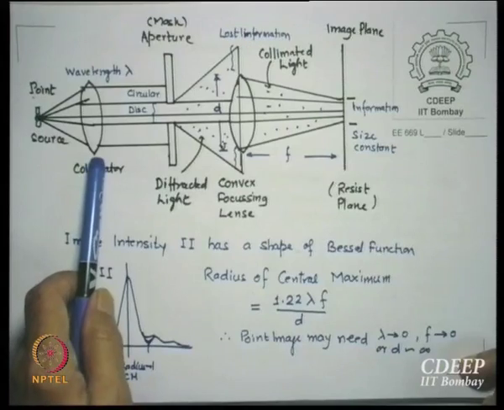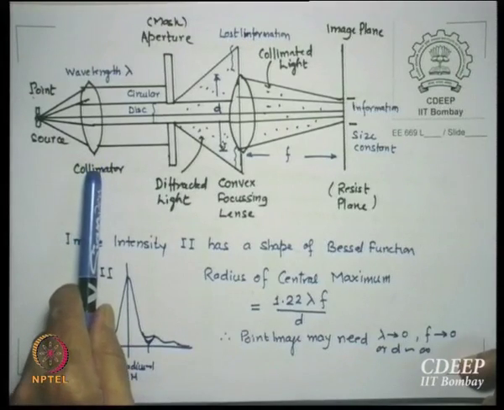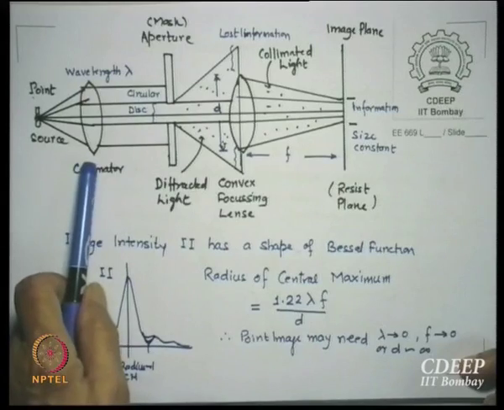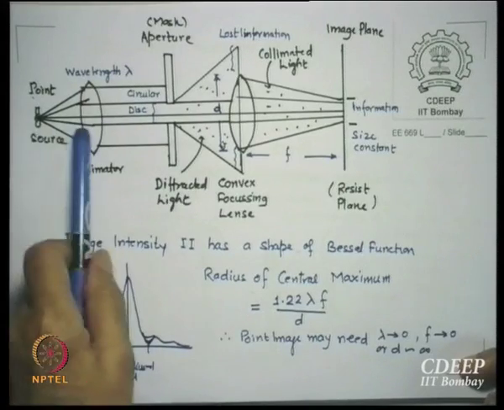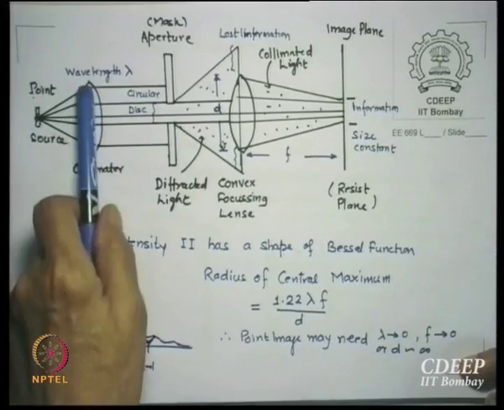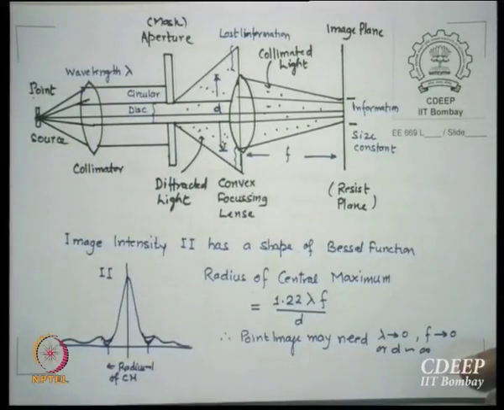That was only to show you why it diffracts. That is the wave theory. This is our system, this is our projection printing or projection mask aligner. You have a point source, and the first thing it passes through is a collimator, which is essentially a convex lens. The distance is adjusted to the focal length so that it becomes parallel beams.